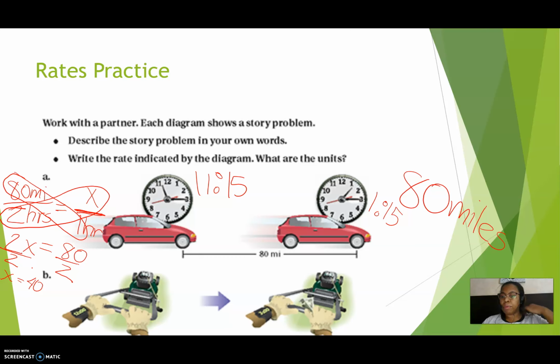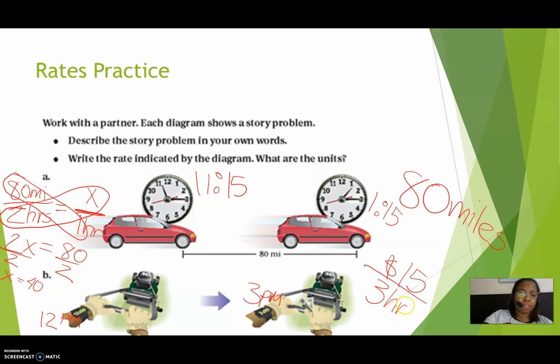In our second example, we have someone cutting the grass. He starts at 12 o'clock, and he finishes at 3, because that would wake up the neighbors. It's kind of hard to see, but he has $15 in his hand. So he earned $15 for how much work? Well, how many hours elapsed between 12 and 3? 3 hours. So $15 for 3 hours.